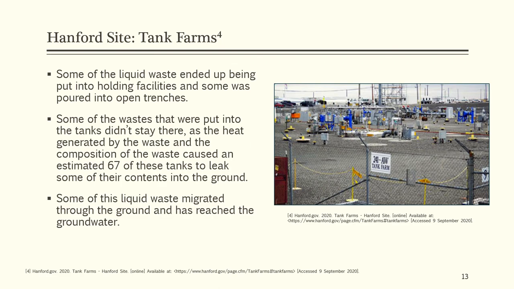And so some of the waste that was put into the tanks actually didn't stay there, as they didn't account for the fact that if something is radioactive, remember, heat is quickly moving particles, and when you have radioactive decay, it builds up pressure and heat. And so an estimated 67 of these tanks leak some of their contents into the ground. And so some of this liquid waste migrated through the ground and has reached the groundwater itself.